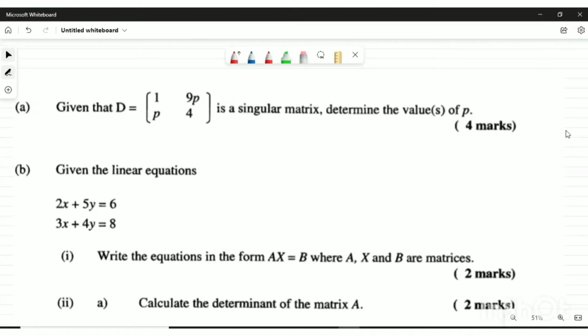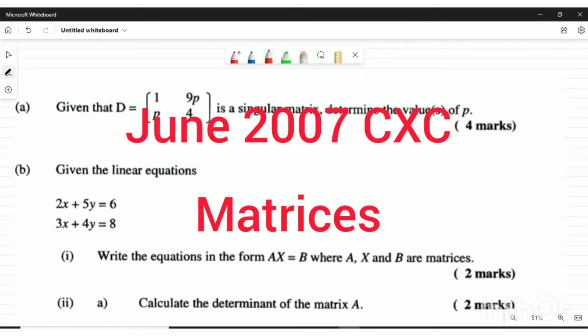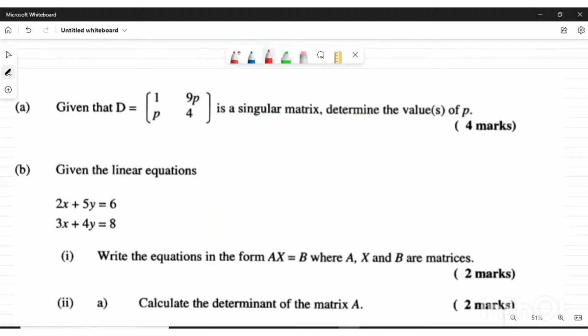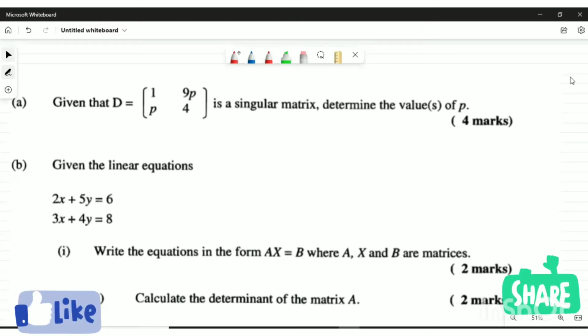All right, what we're going to be looking at now is a matrix question. This is a 2007 matrices question in paper 2, CXC. It says here, given that D is equal to [1, 9P; P, 4] is a singular matrix, determine the values of P. You notice it did say values of P, which is suggesting that I'm going to be having more than one.